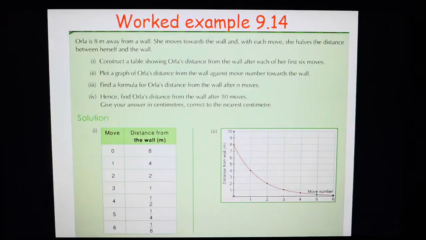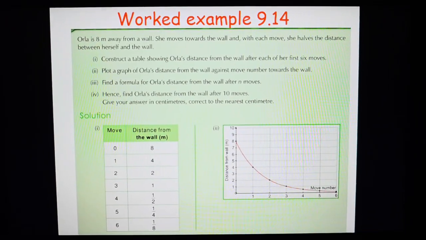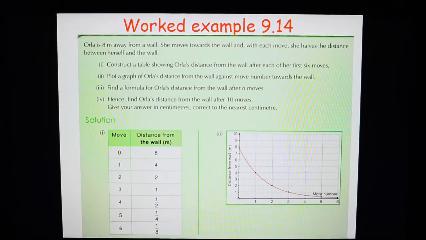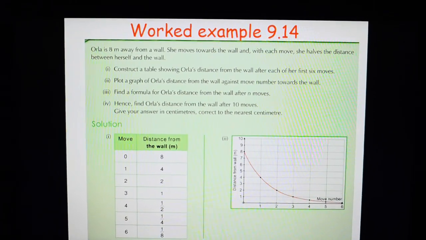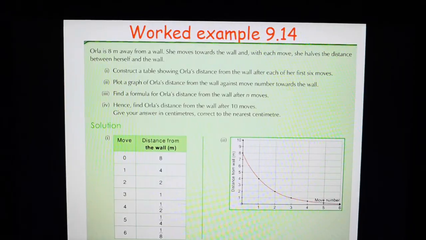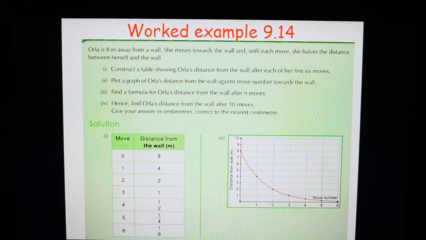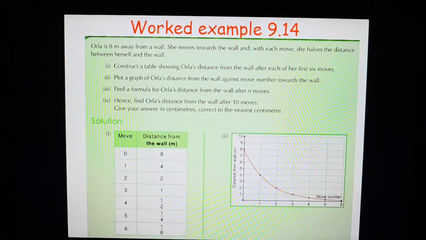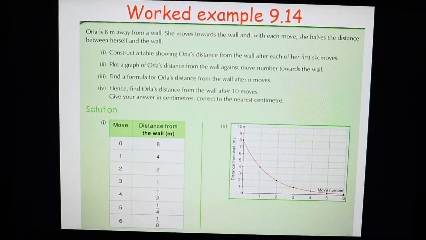Okay, in the following example, Orla is 8 meters away from a wall originally. She moves towards the wall, and with each move, she halves her distance between herself and the wall. Construct a table showing Orla's distance from the wall after each of her first 6 moves.